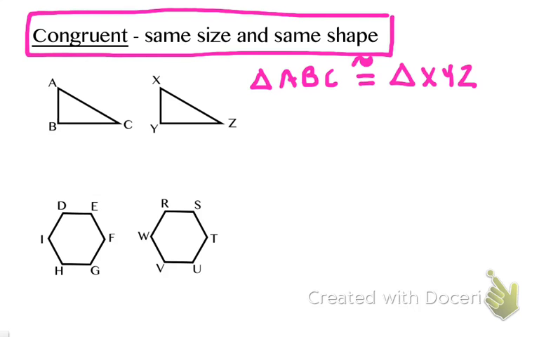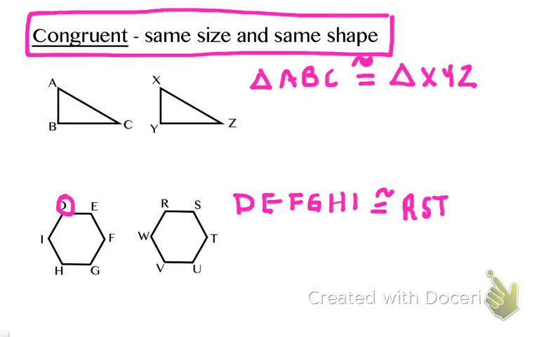So I'm going to start by naming the hexagon on the left, and I'm going to start with point D here. I'm just going to go around my figure and say that this is hexagon DEFGHI, and that's going to be congruent to, and I want to start in the same position and follow the same order. So we're going to call that second hexagon RSTUVW. And there's my congruence statement for those hexagons.